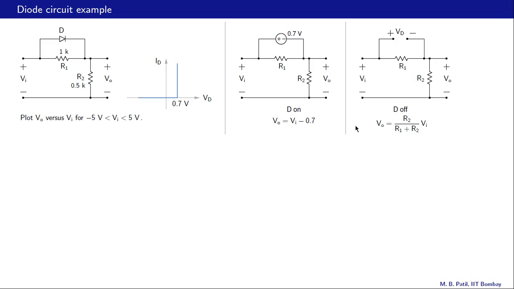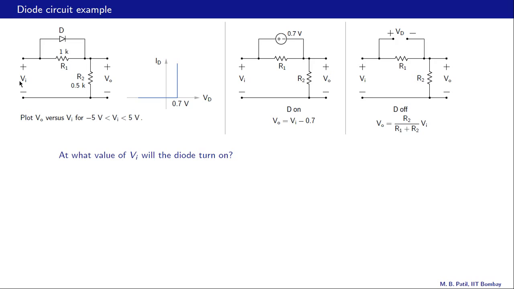And in this case the output voltage is given simply by voltage division, that is R2 divided by R1 plus R2 times Vi, like that. So we know what happens in these two cases, that is when the diode is conducting and when it is not conducting. Let us now worry about the input side, and the question we want to address now is at what value of Vi will the diode turn on.